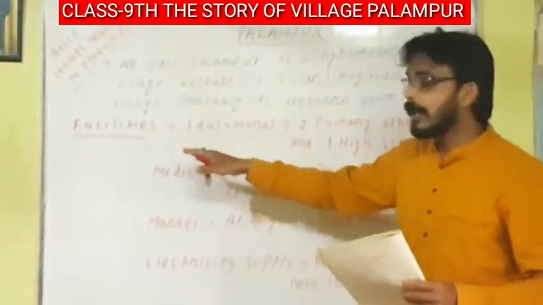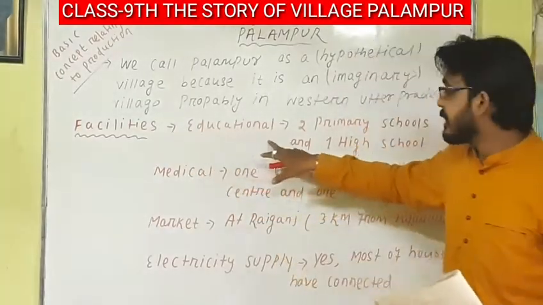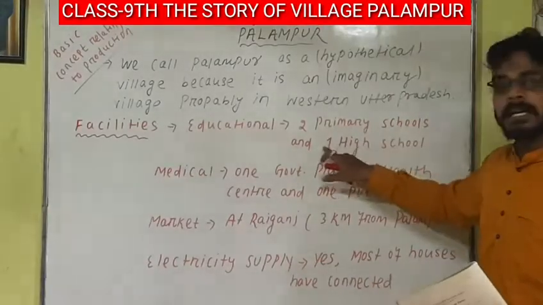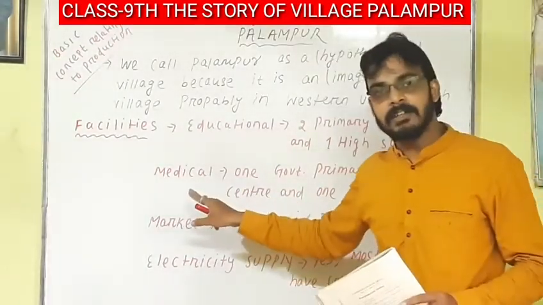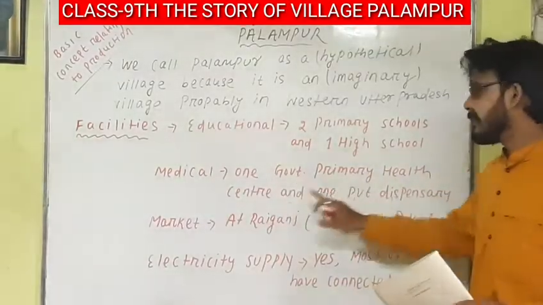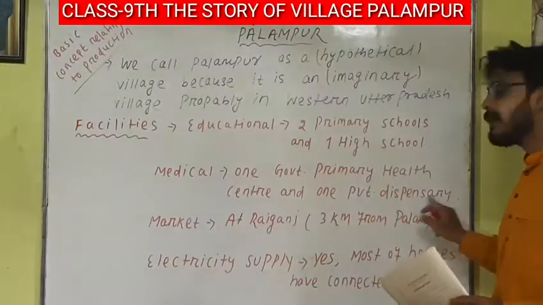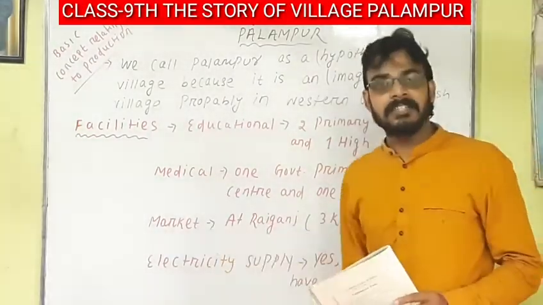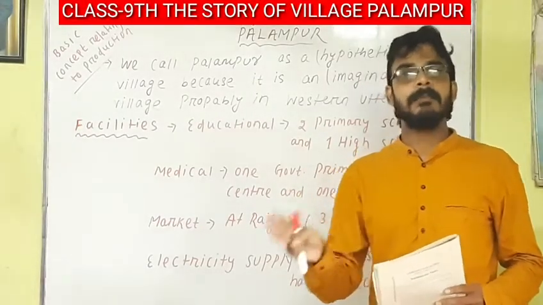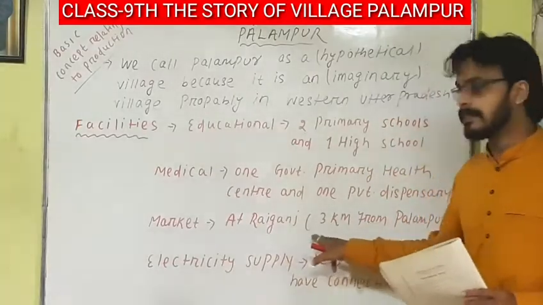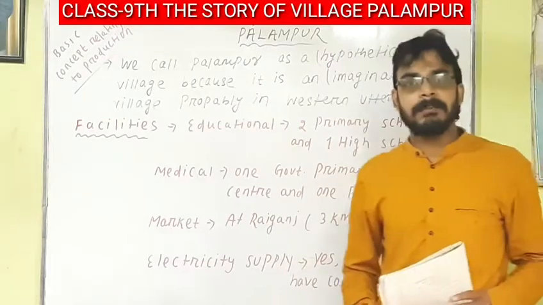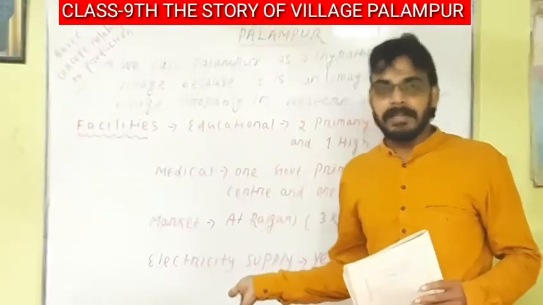So what are the facilities? First, educational facilities are available in Palampur: 2 primary schools and 1 high school. Medical facilities are also available: 1 government primary health center, 1 government PHC, and 1 private dispensary. Market facilities are also available, but the market is 3 km from Palampur, at Raiganj. Electricity supply is also available there. That means most of the families are connected to electricity.